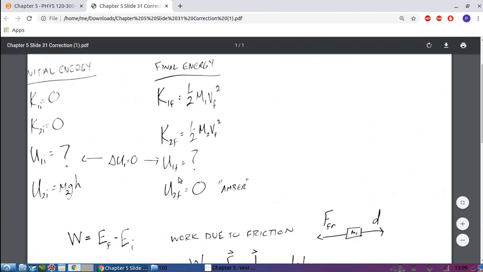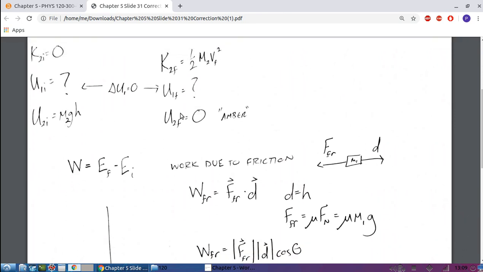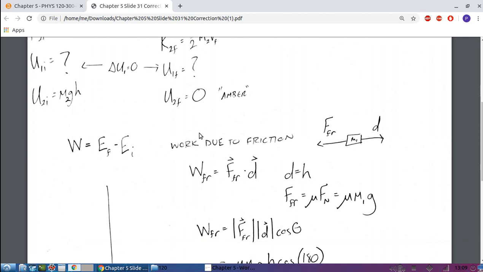We've got the energies, right? Initial and final. We set it up the same way. So this is actually good, two examples, right? One where there's friction, and then one, my mistake, where there's not friction. Where there's not friction, energy was conserved.